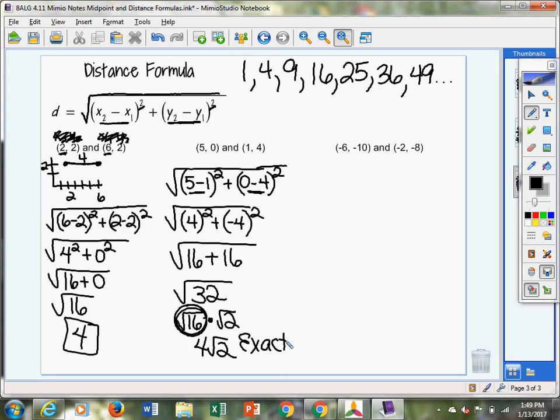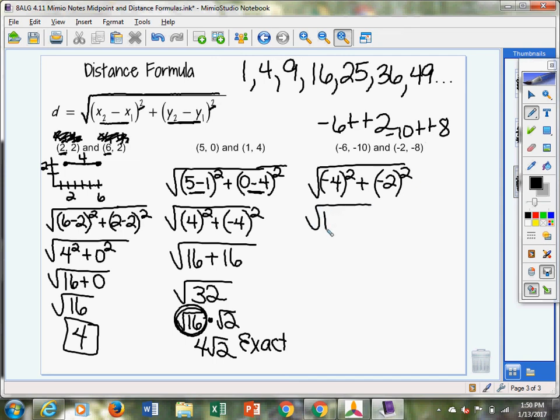Okay? The last one I'm going to show you is this one. We're going to do our distance formula. And I'm just going to kind of change my strategy just a little bit. I'm going to do more of it mentally. Okay? So let's start with our x's. -6 minus a -2. Well, that's -6 plus 2. That's going to end up being -4. Okay? Plus, and then I'm going to do the same thing with the y's. -10 minus a -8. And that's going to end up being -2.